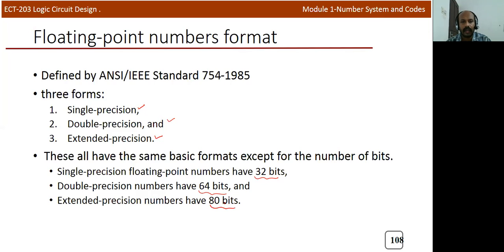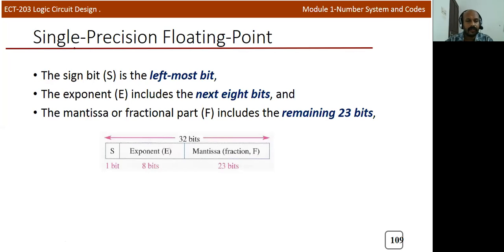We can satisfy most numbers in single precision itself, so we will discuss only single precision numbers. All other concepts are the same; the only difference is that we are using a 32 bit number format. When you discuss a single precision floating point number, the leftmost bit is assigned for the sign.